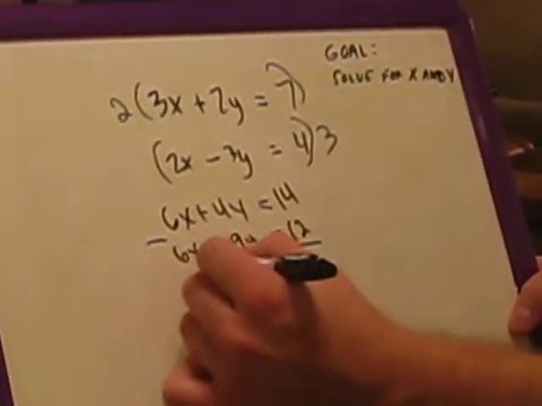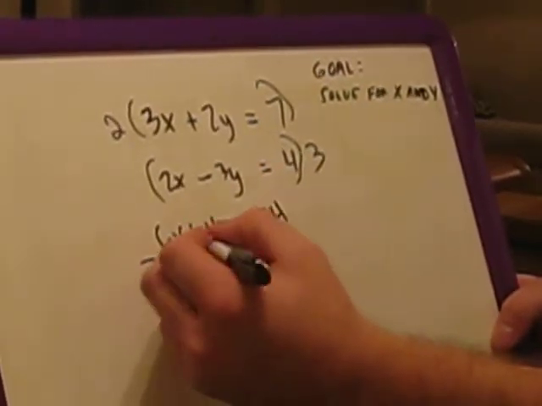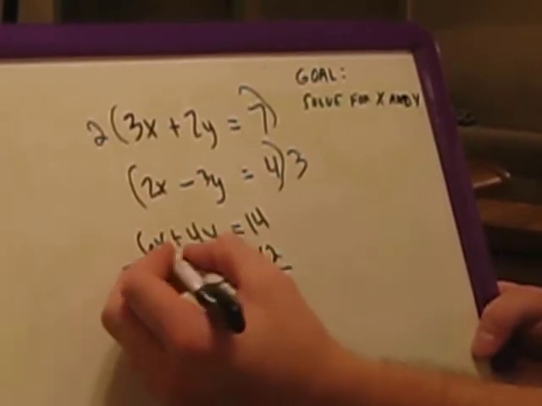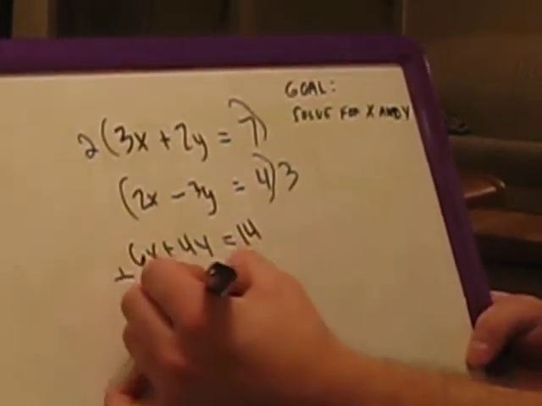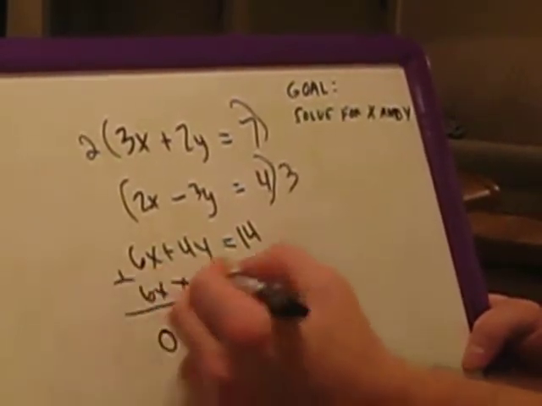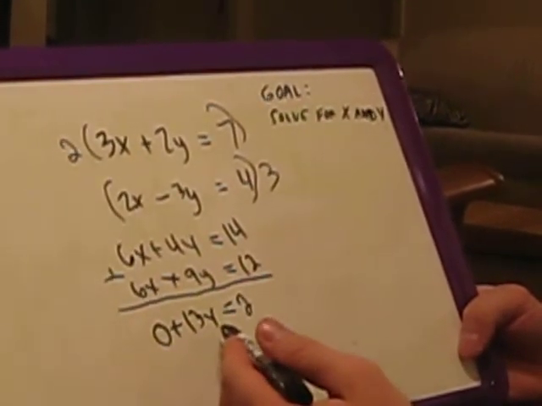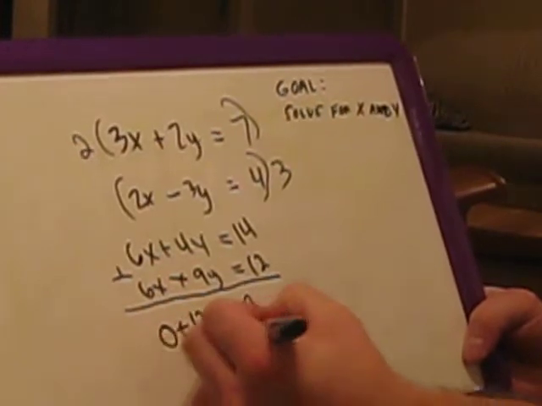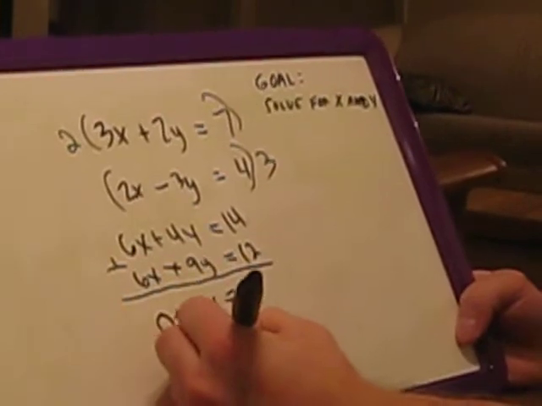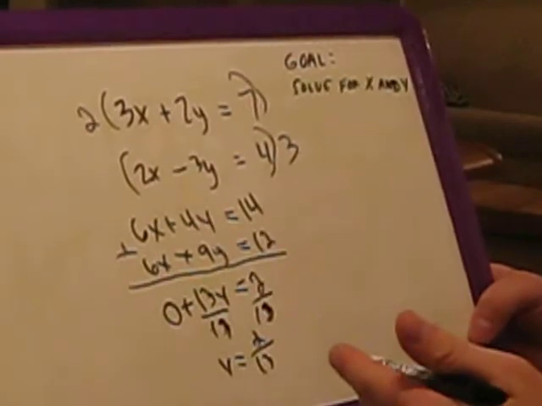If we subtract, we get 6 minus 6 is just 0. 4y minus a negative 9y is positive 13y. And 14 minus 12 is 2. So now we have a simple calculation: we divide both sides by 13, and we get y equals 2/13. Not as neat as I would have liked it to be, but it's alright.